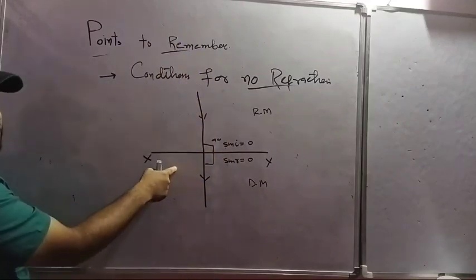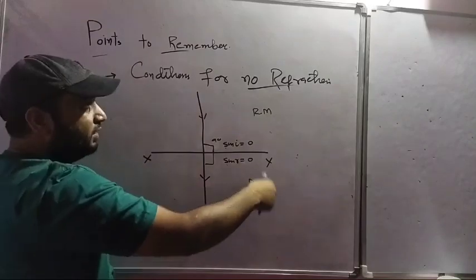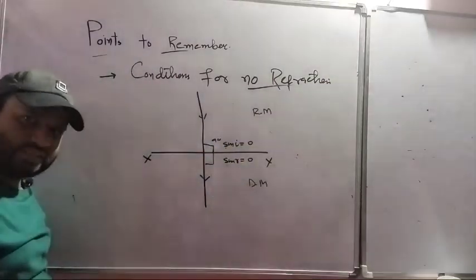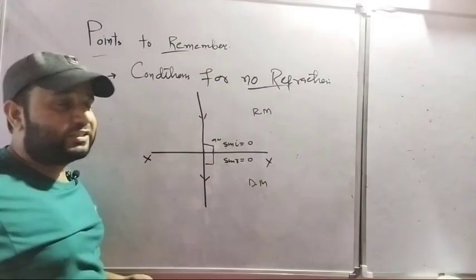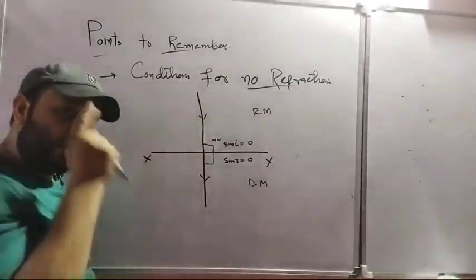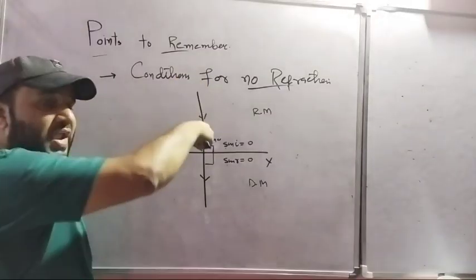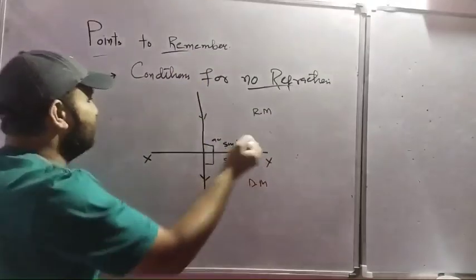So this is the condition where you can say there is no refraction. Why can you say there is no refraction? So this is the first condition जहाँ पे आप कह सकते हो कि भाई यहाँ पे refraction नहीं हो सकती है. कब? When the incident ray is normal to the interface.